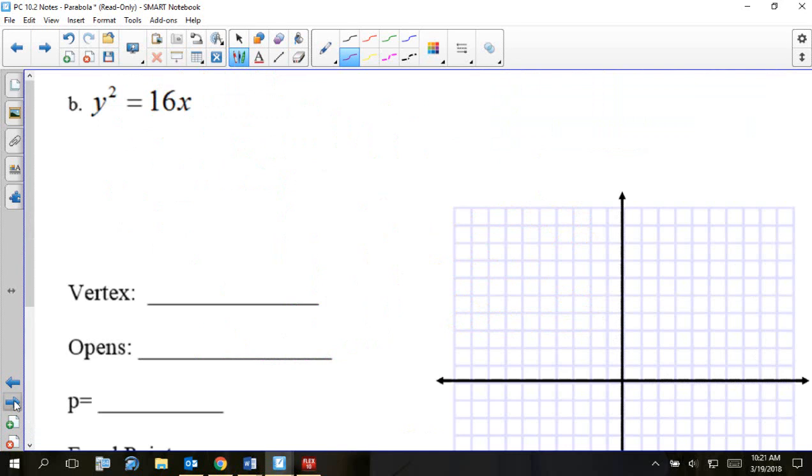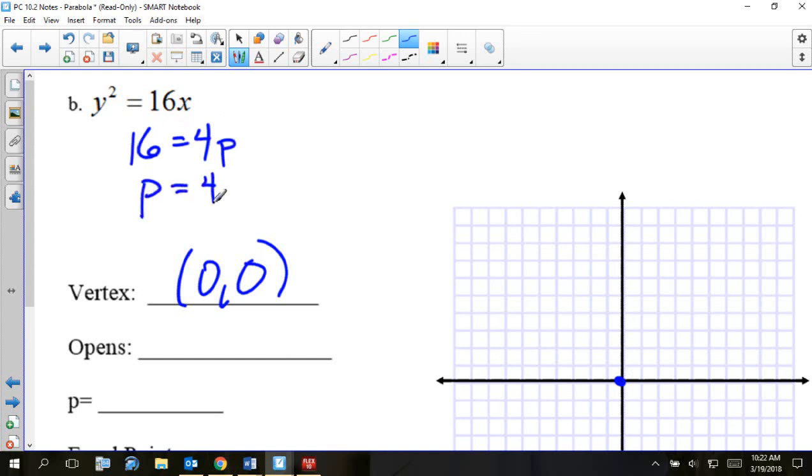All right, next one is y squared equals 16x. So we look and we say, which variable is squared? Y. So y is squared, that's the inverse. That's going the other direction. My center for this one is (0, 0). It's either opening right or left. So I'm going to take 16 and set it equal to 4p and solve for my p value, which is 4.